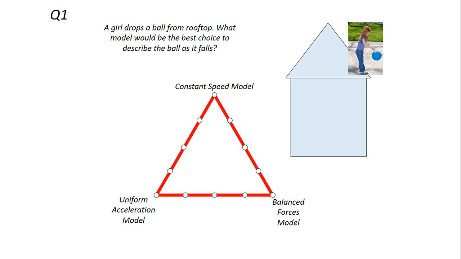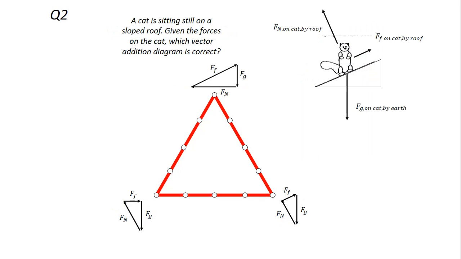And I'm moving on to question 2. Okay, here's our famous cat sitting on the roof. It's a sloped roof, and given the forces, I've drawn a whole force diagram there. Which of the following vector addition diagrams is correct? Definitely pause this video now, because you're going to have to work through each one individually to make sure it's correct.